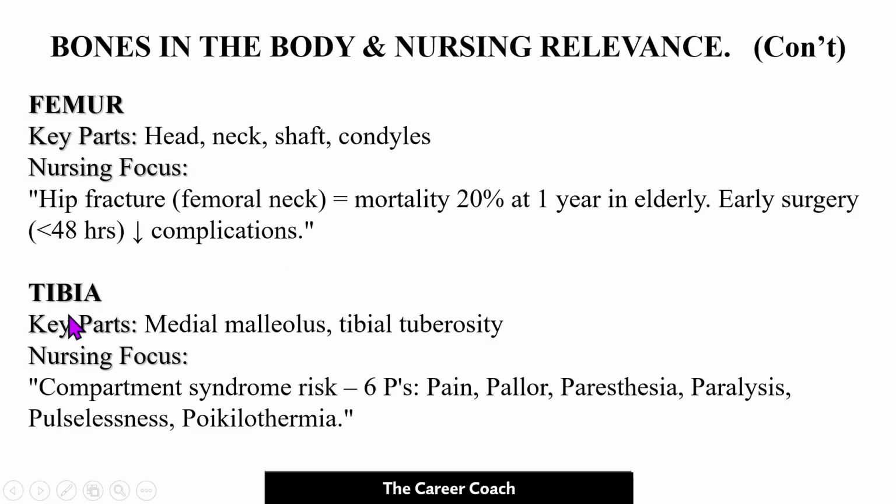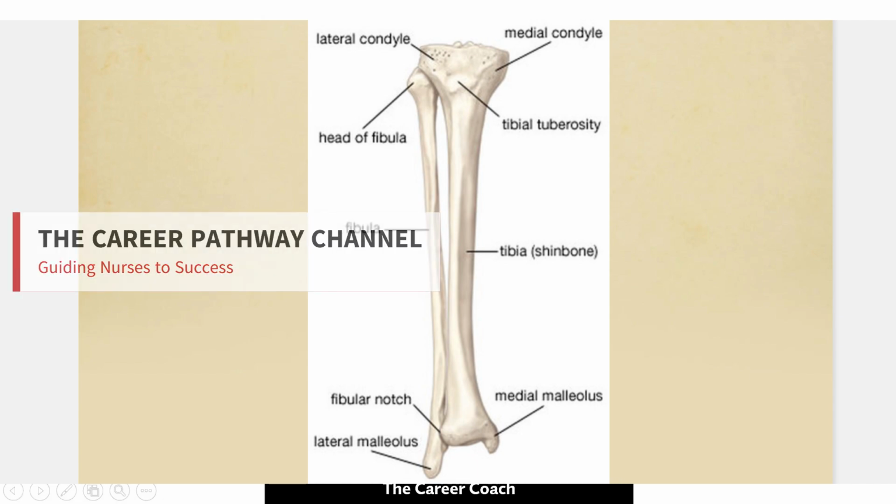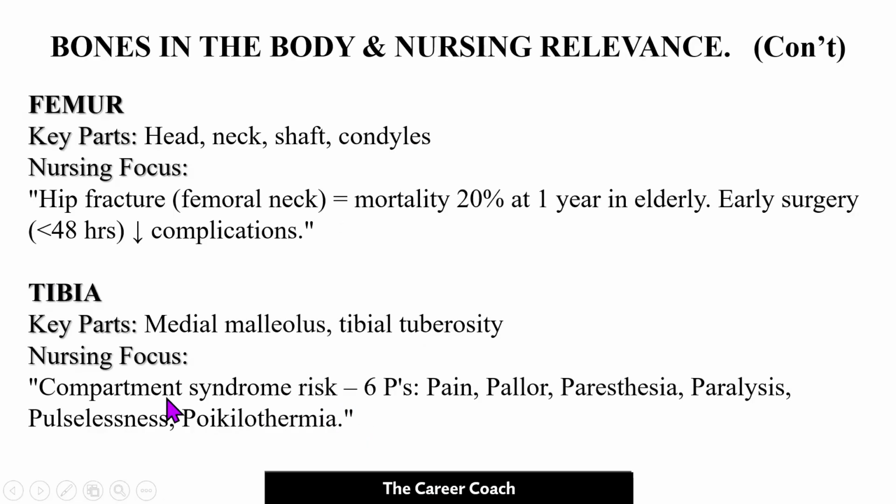The next one is the tibia. The key parts of the tibia include the medial malleolus and tibial tuberosity. In application, there is a condition called compartment syndrome. As we all know, the muscles of the extremities are built into compartments. Pressure in these areas will lead to compartment syndrome. There are 6 P's to watch out for: first P is pain, second P is pallor, third P is paresthesia, fourth P is paralysis, fifth P is pulselessness, sixth P is poikilothermia, which is the inability of the body to regulate its own temperature.